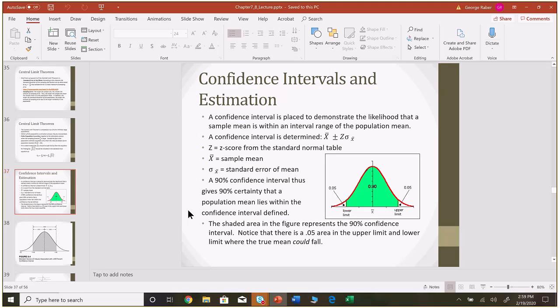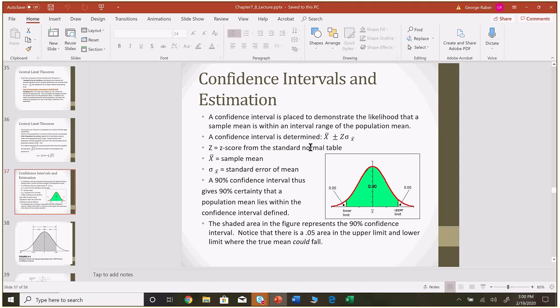Okay, so let's move on to confidence intervals, which is what we're going to do for the rest of today, because that's the main thing that we're trying to present today. So what we need to do to get a confidence interval, we need to take the point estimate, in this case the mean, and then we need to add plus or minus the z-score times the standard error.